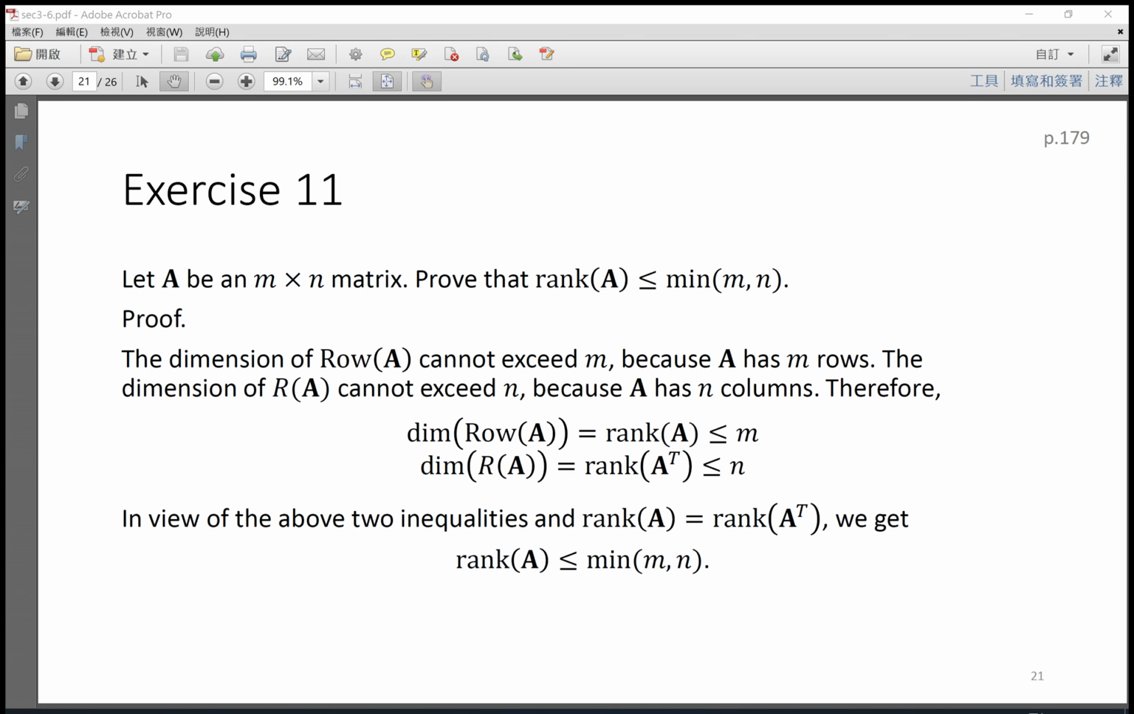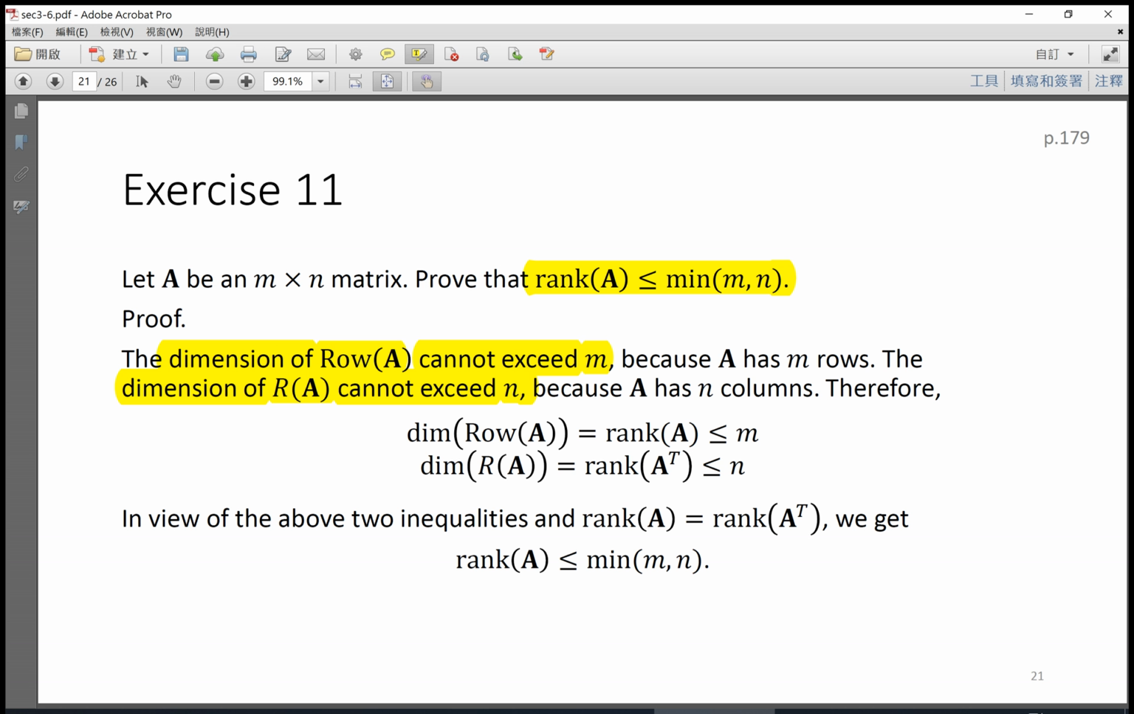The next example is exercise 11, which is on page 179 of the textbook. Let A be an m times n matrix. Prove that rank A is less than or equal to the minimum of the set m and n. We know that the dimension of the row space cannot exceed m, because matrix A has m rows. And the dimension of the column space cannot exceed n, because matrix A has n columns.